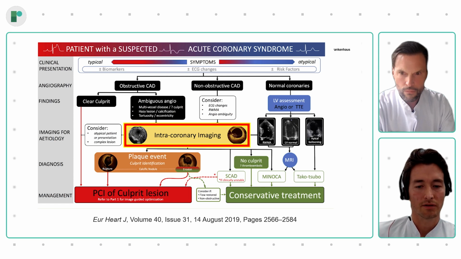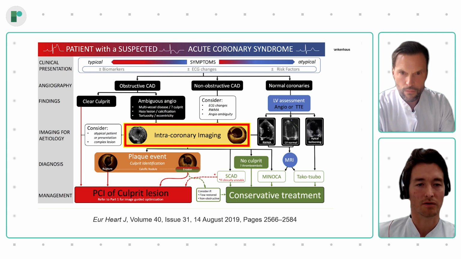Not only chronic coronary syndrome patients benefit from intracoronary imaging, also shown here in this flowchart, acute coronary syndrome patients are a very important patient cohort that benefit from the use of IVUS, for example, or OCT. As you see here in this flowchart, a very central role.